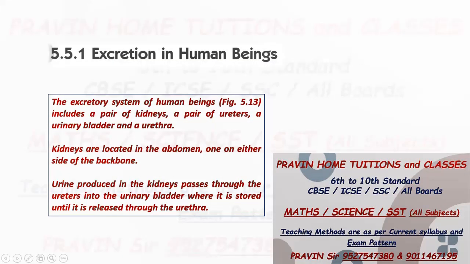Hello friends, in this video we will study excretion in human beings. The human excretory system consists of the following components. First, a pair of kidneys, a pair of ureters, urinary bladder and urethra. Kidneys are located in the abdomen, one on either side of the backbone. That is right kidney, left kidney. Urine produced in the kidney passes through the ureter. Then it is transferred to the urinary bladder where it is stored until it is released through the urethra.